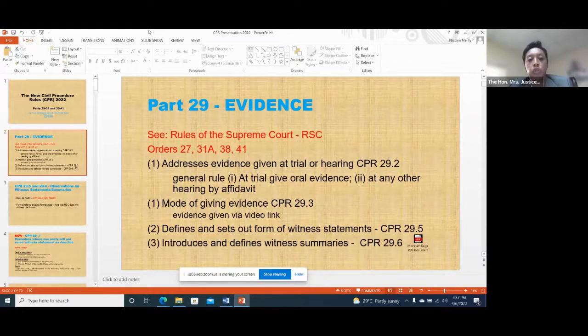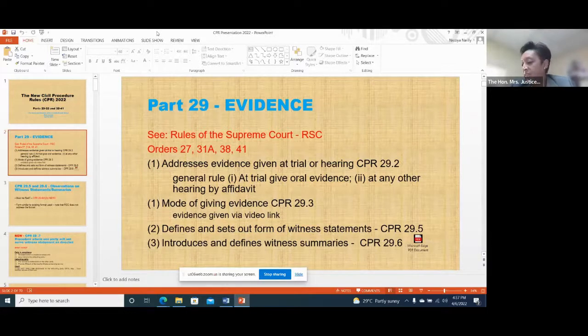But I just wish to have the slide demonstrate, at the beginning of it, where there is a similarity to the RSC. So starting with CPR 29.2, it addresses evidence given at trial or a hearing. The general rule is that at trial, you give oral evidence, and at any other hearing, it's done by affidavit. And of course, there's nothing controversial or new about that.